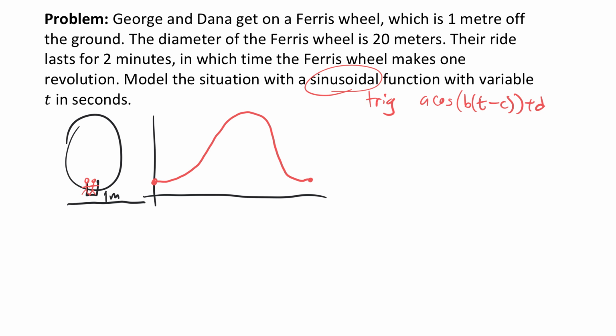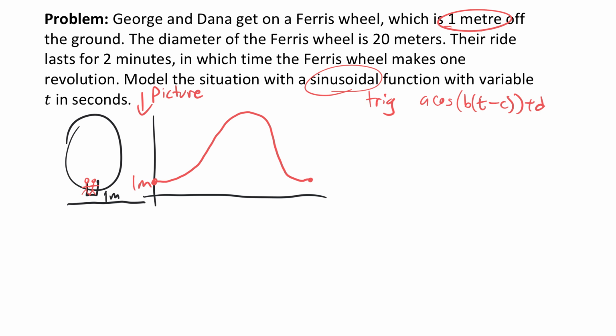On the problems we worked on in the previous lesson, we were given the picture and we had to come up with the equation. Now we're given the words, and from the words we have to draw the picture, and from the picture we have to come up with the equation. So there's this extra step where we have to go to the picture from the words. And I've already done part of it. This 1 meter off the ground means that the graph starts at 1 meter.